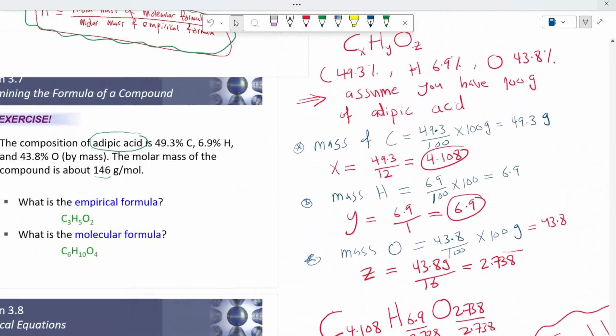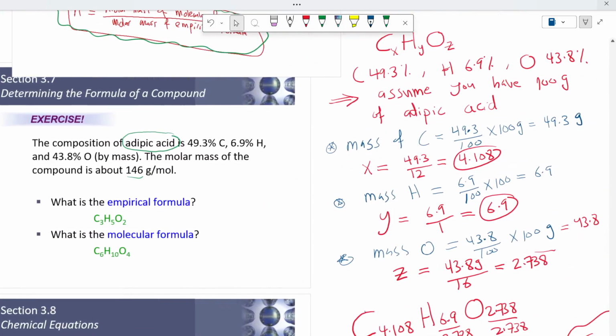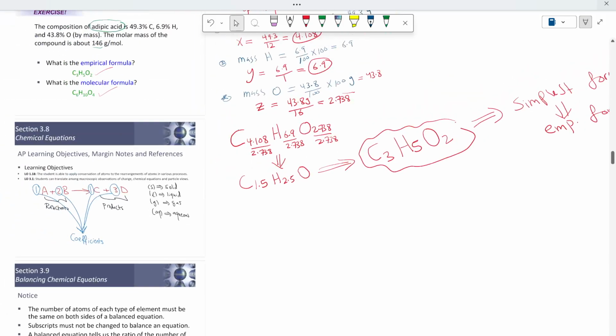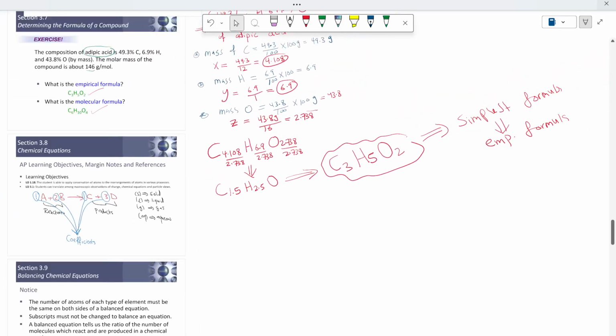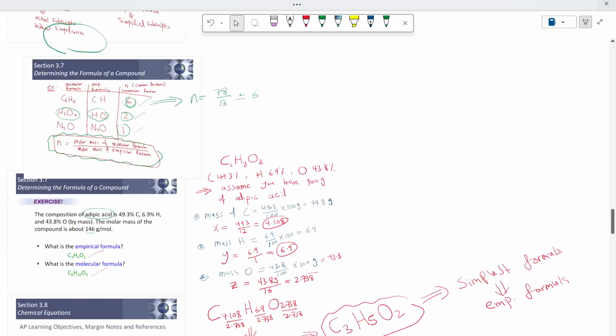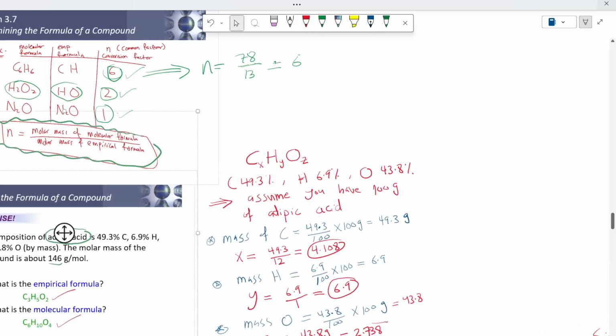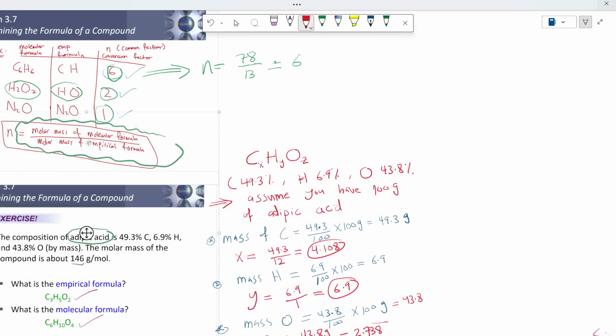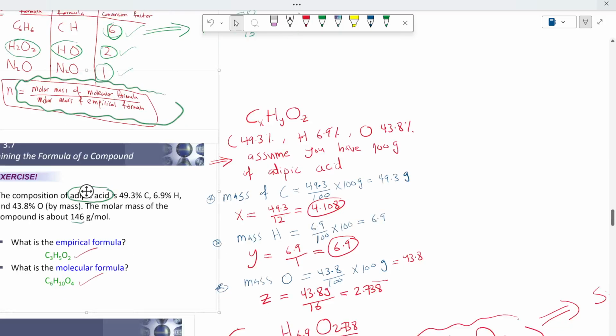Now go back to the exercise. Don't forget, we have two parts. The first part is the empirical formula, which is done. Now let's proceed to the second part, which is the molecular formula. How can we determine the molecular formula of adipic acid? As we said previously, to convert molecular to empirical or empirical to molecular formula, we need to determine the value of the common factor. To determine it, we can apply this formula: N equals the molar mass of the molecular formula over the molar mass of the empirical formula.